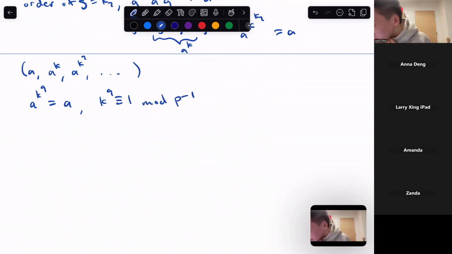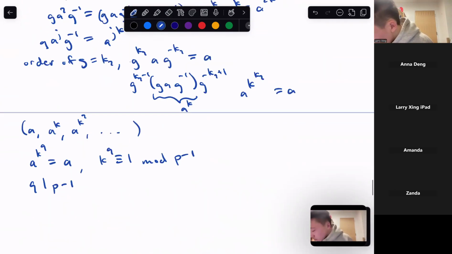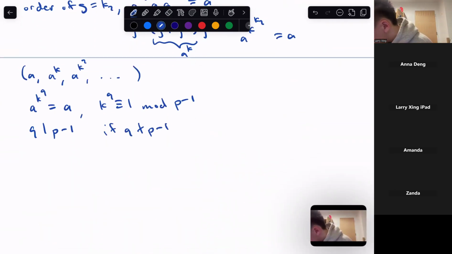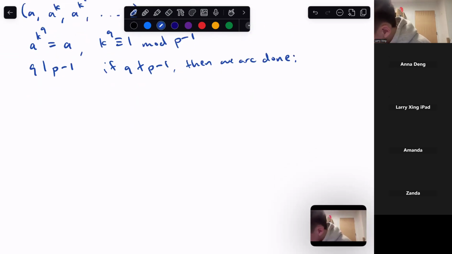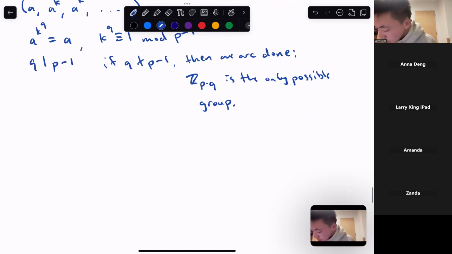P minus 1. And so that means that we know that Q must divide P minus 1. So if Q does not divide P minus 1, then we are done. We know that Z_PQ is the only possible group. Otherwise, for example for 21, we still need to generate what possible other groups might exist.